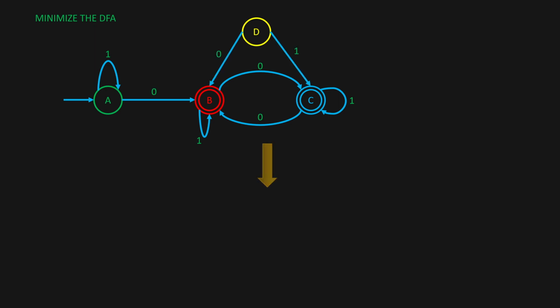In this Theory of Computation tutorial, we'll look at how to minimize this DFA that has 4 states into this DFA that has only 2 states. So let's get started.